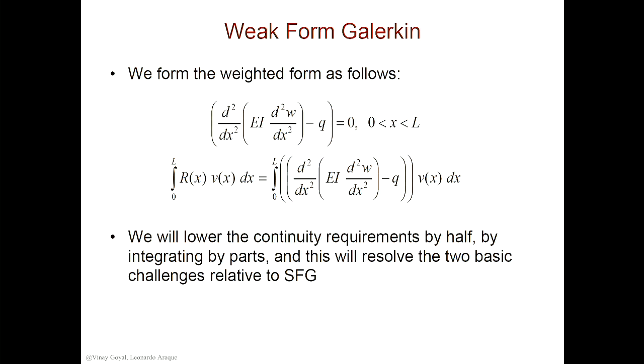And I also have to satisfy all boundary conditions. So the idea was to take this fourth order differentiation and bring it basically to half, to 2, and share the derivative with this weight function. That way I have lowered the continuity requirements, and now I only have to satisfy the essential boundary conditions.